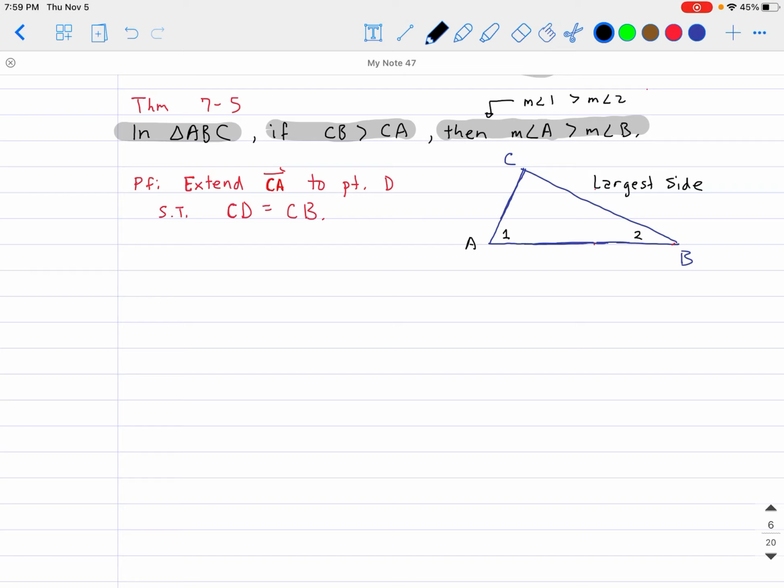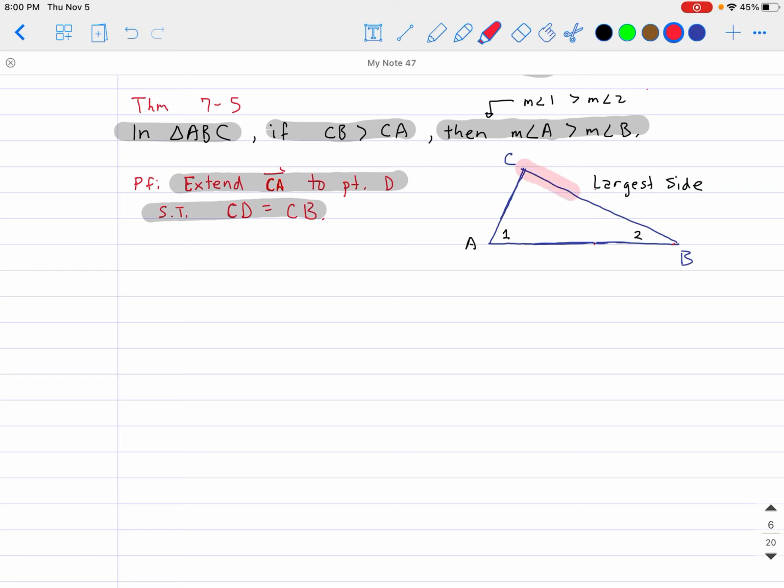Now, the reason why I called it angle 1 and angle 2 is that we're going to have to take this triangle and extend some parts. So if I call it angle 1, it's actually a lot easier than calling it angle CAB, for example. All right, so here is the first part, which is not so obvious. I'm going to take CA, the ray, and extend it to some point D such that CD is equal to CB.